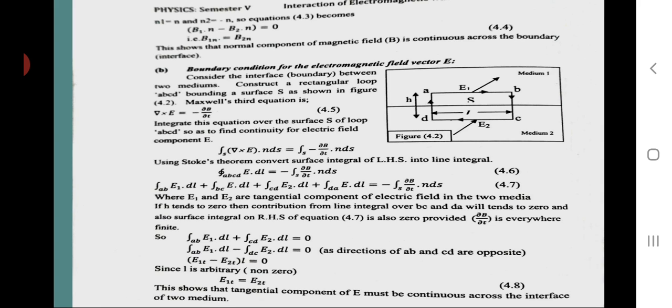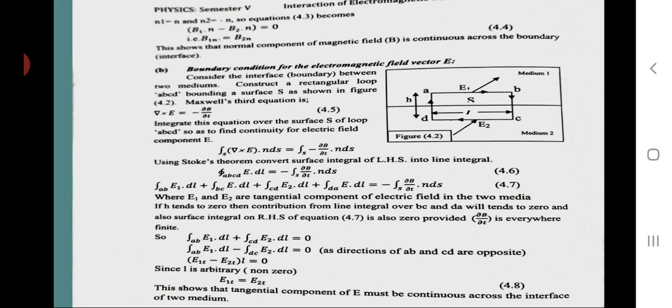Now using Stokes theorem, convert the surface integral on the LHS into a line integral, that is, the integration over closed loop ABCD of E dot dl is equal to minus the surface integral of dB by dt dot n dS. This equals the integration over AB of E1 dot dl plus the integration over BC of E dot dl plus the integration over CD of E2 dot dl plus the integration over DA of E dot dl, which is equal to minus the surface integral of dB by dt dot n dS, where E1 and E2 are the tangential components of the electric field in the two media.